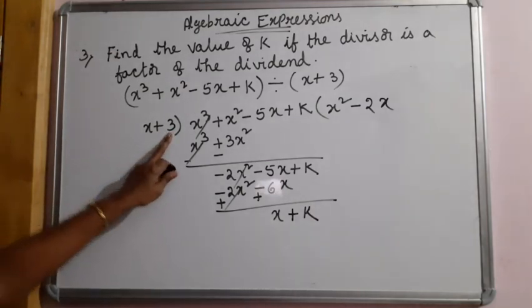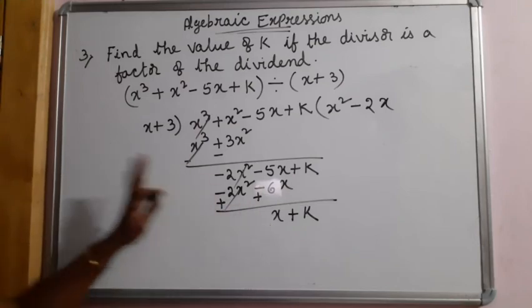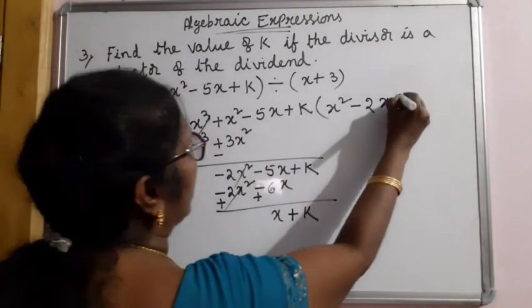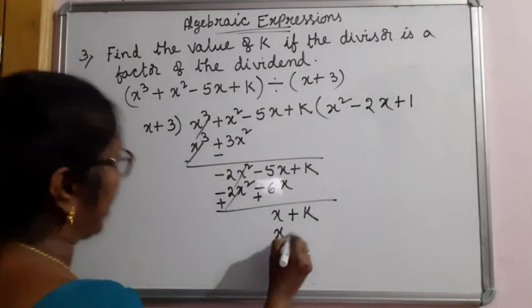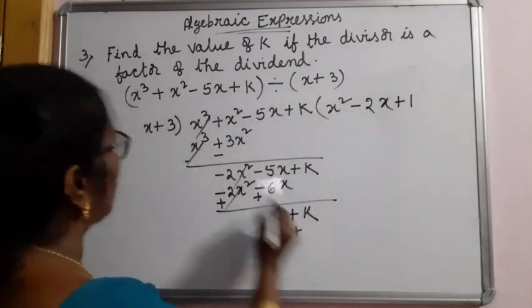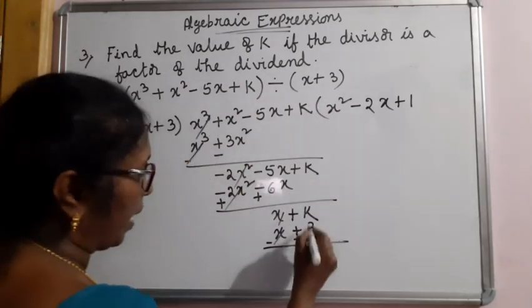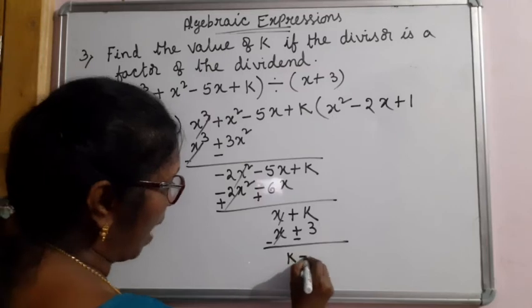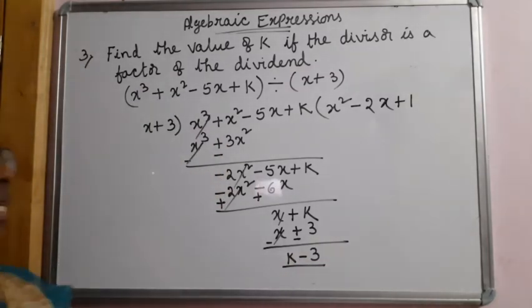Here is x plus 3. Here is x plus k. As we see, here is x, here is x. If we want to cancel, let us write plus 1. X into 1 is x. Plus into plus, 3 1s are 3. When we subtract, we get k minus 3. Here the remainder is k minus 3.